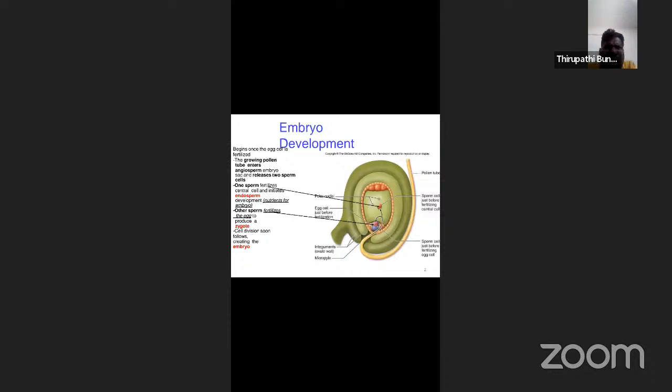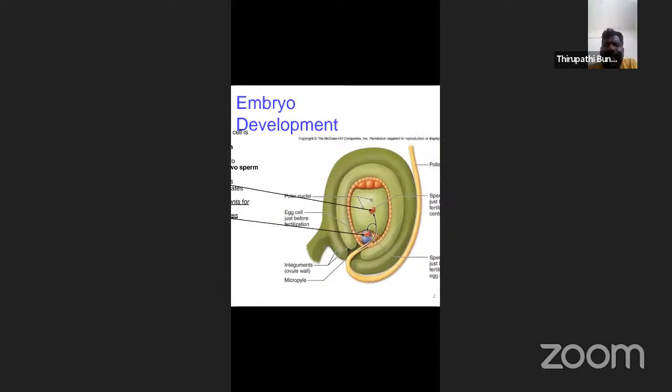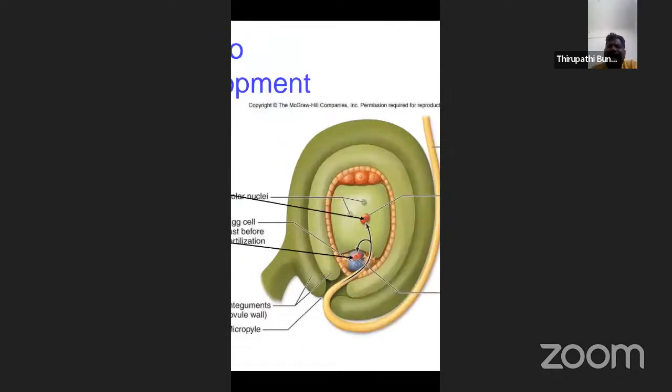See here clearly. Here is embryo development. This is the embryo sac, already discussed in 2-3 classes. This is the pollen tube on the right side, which enters into the micropyle. This is porogamy. Centrally located are the polar nuclei, and this is the egg nucleus.